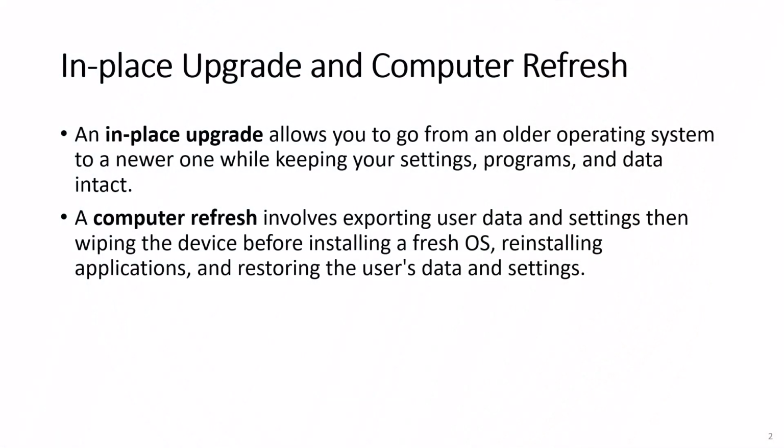An in-place upgrade allows you to go from an older operating system to a newer one while keeping your settings, programs, and data intact. This usually means you run an upgrade program and perform the upgrade while keeping all settings, programs, and data. A computer refresh involves exporting user data and settings, then wiping the device before installing a fresh OS, reinstalling applications, and restoring the user's data and settings.